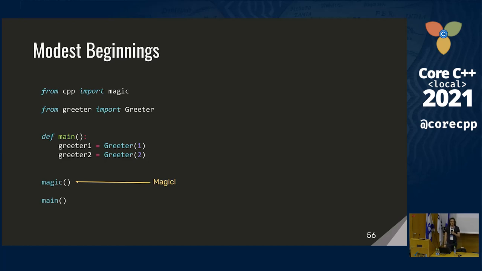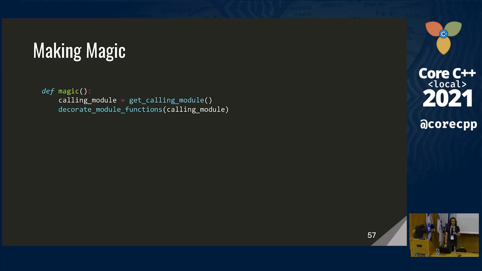So before we can actually get the import to solve everything for us, let's take it step by step. Before we call the main function, we're going to call magic directly. What does magic actually need to do? It has to do two things. One, find out which module called us. Two, decorate all the functions in that module.